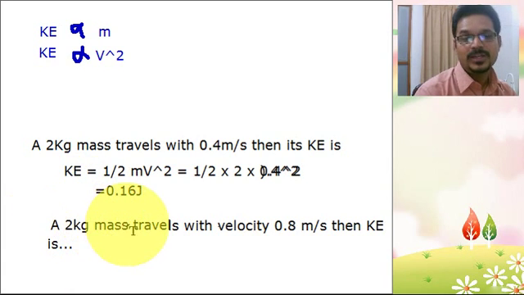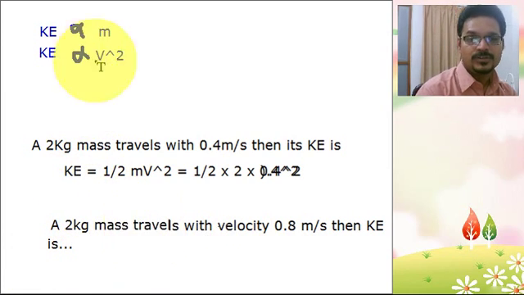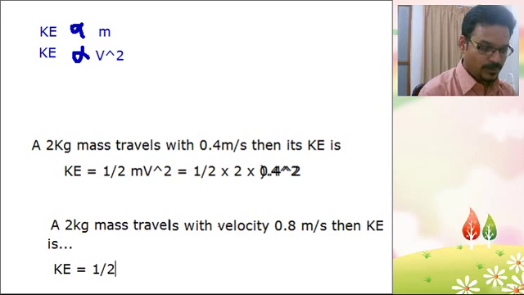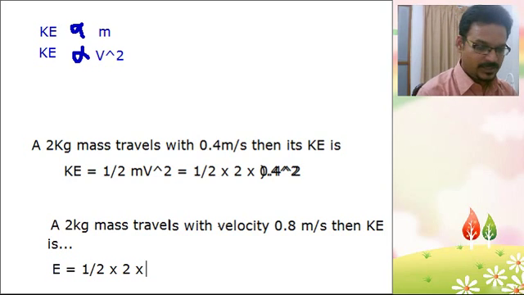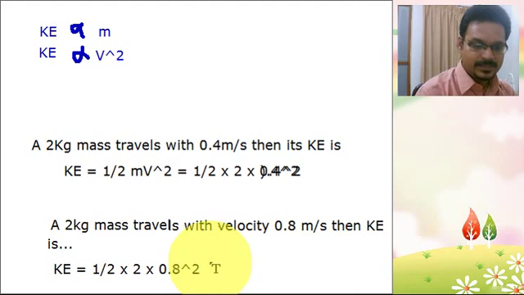The same mass, 2 kg, now travels with a velocity of 0.8 meters per second. Means the velocity is doubled. 0.4 into 2 is 0.8. Then what is the kinetic energy? Earlier I mentioned that when the velocity is doubled, kinetic energy is not doubled, it increases to 4 times. So let us see. KE equals 1 by 2 into mass, which is 2, into velocity, 0.8 m square.